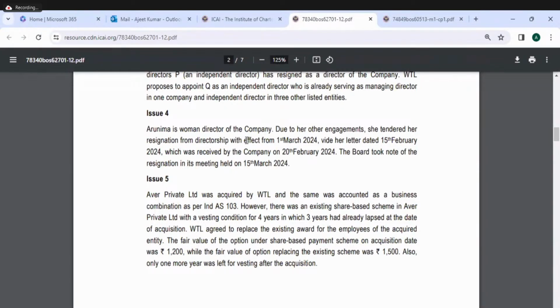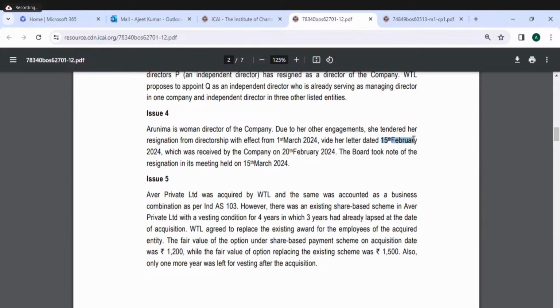Kindly, dear students, note these dates somewhere: she has resigned with effect from 1st March 2024, vide her letter dated 15th February 2024. So one is the effective date, which is 1st March 2024. On what day did she tender this resignation? The date of tendering this resignation is by the letter dated 15th February 2024.